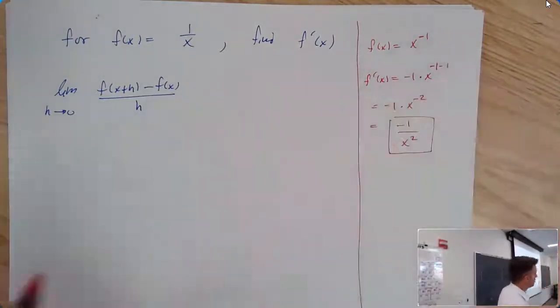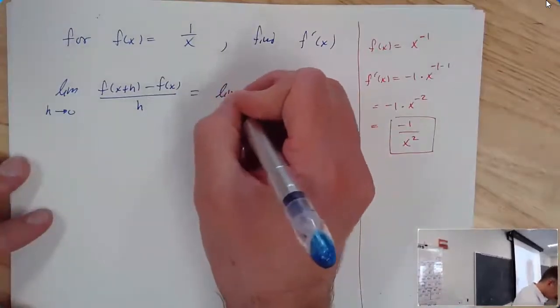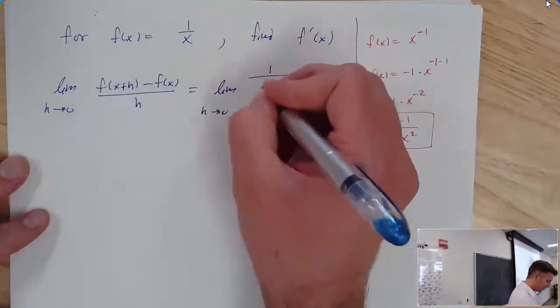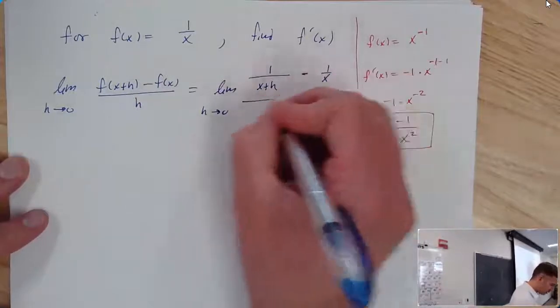It's also good to see, because it will show us that even for powers of x that are not positive integers, after doing the limit definition, the power rule still works. It gives us the right answer. So let's see what we get here. The limit as h goes to 0, f of x plus h is going to be 1 over x plus h, minus f of x, which is 1 over x, all over h.